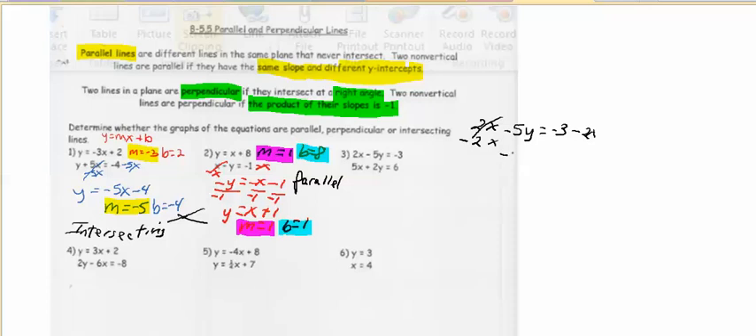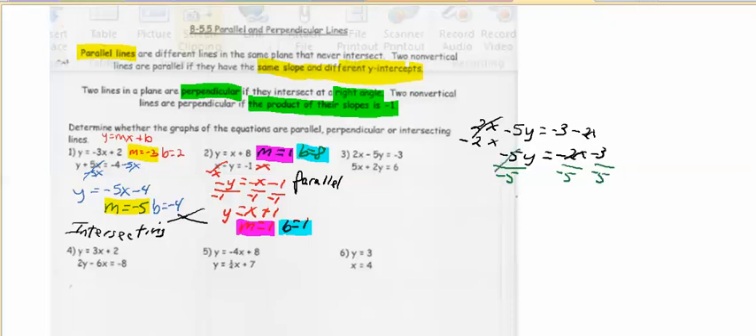I still have negative 5y. I'm going to put the negative 2x in the front, and I'm going to keep the negative 3. I'm going to divide, I'll change my color for this final step. I'm going to divide everything I see by negative 5, negative 5, and negative 5.